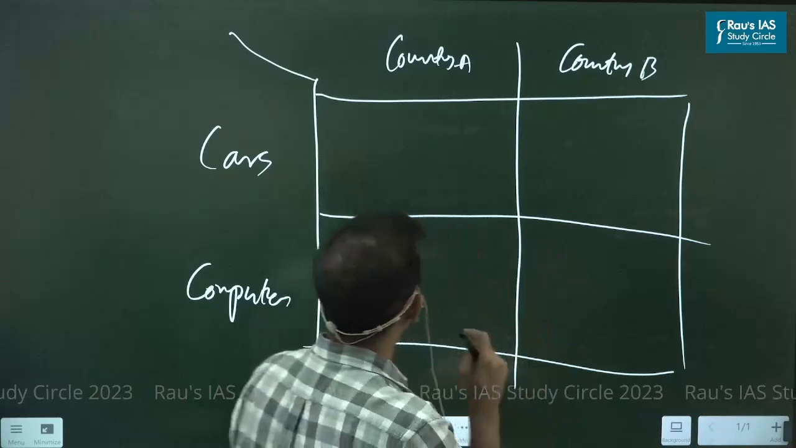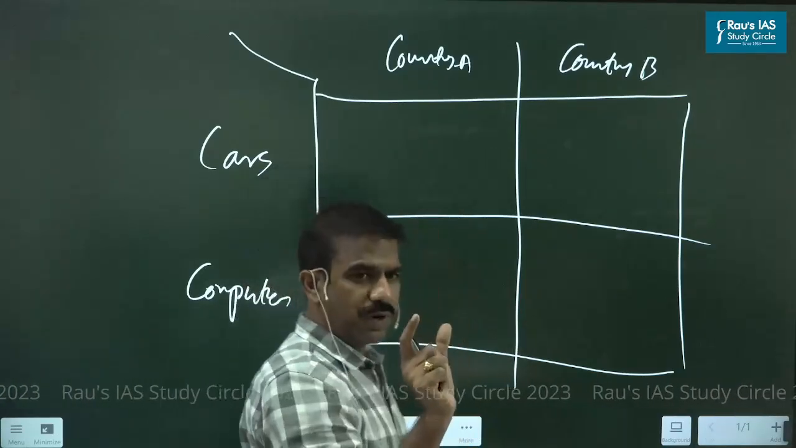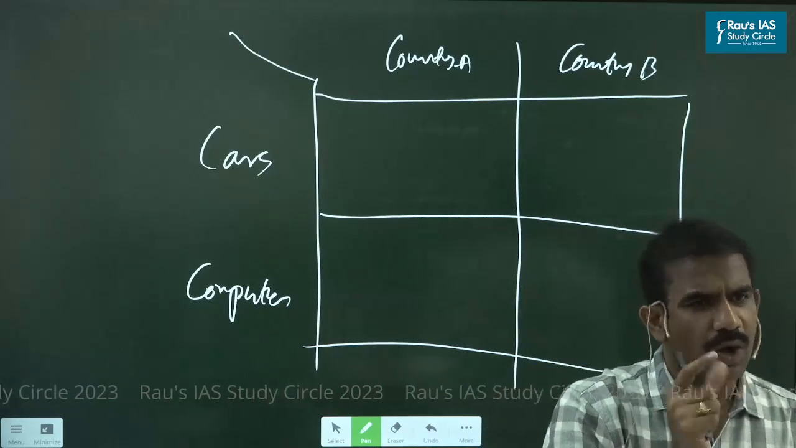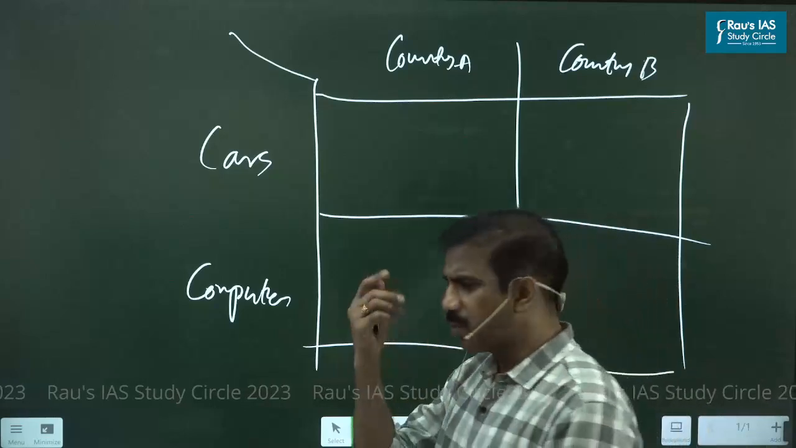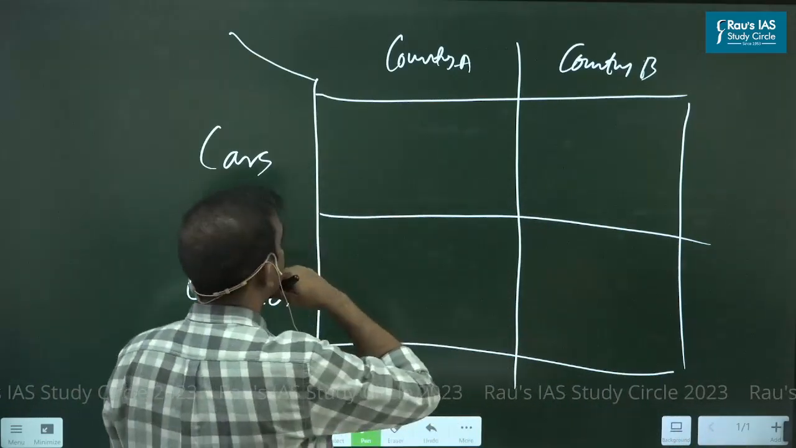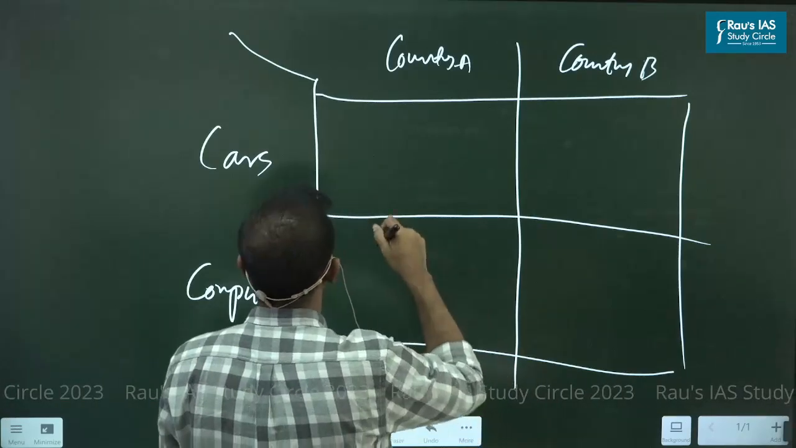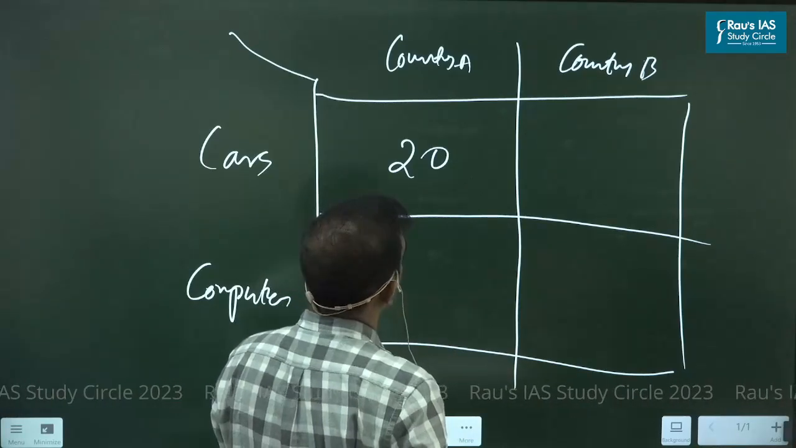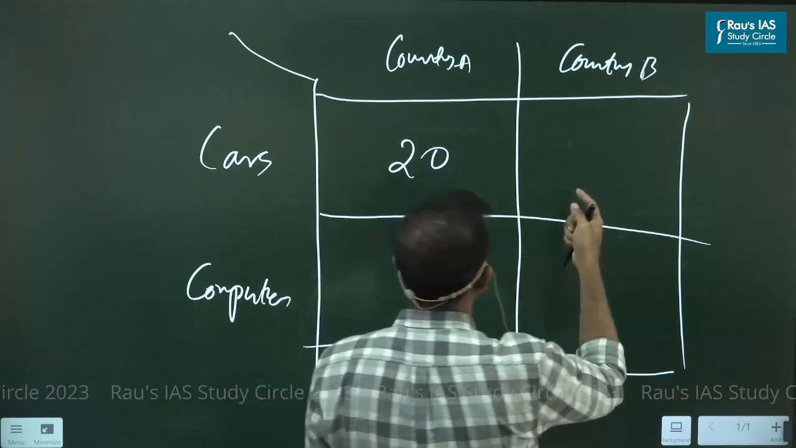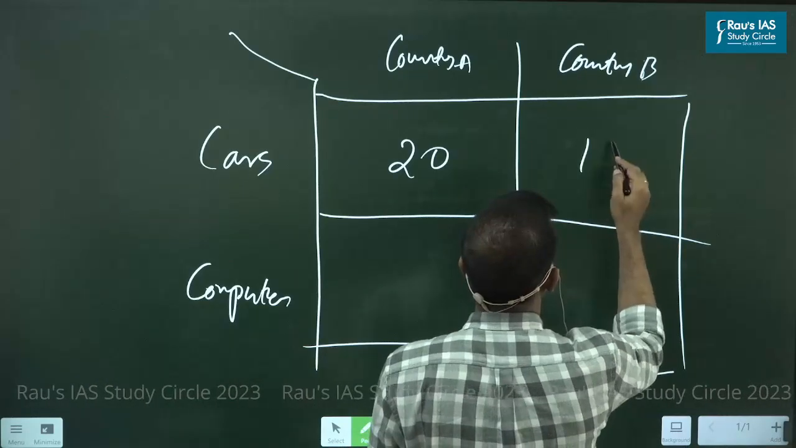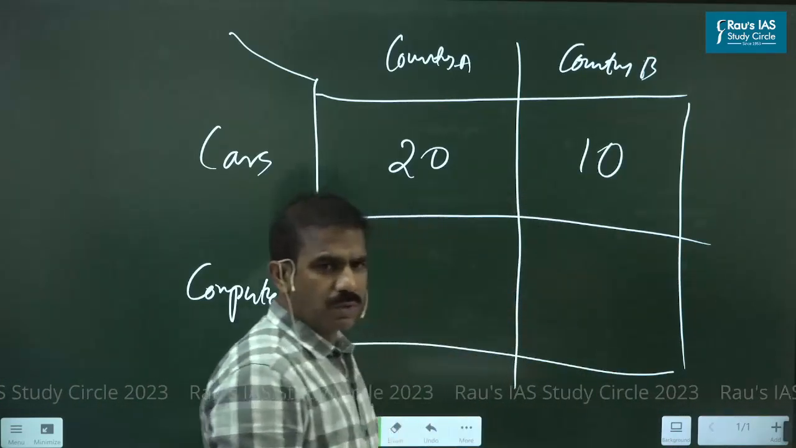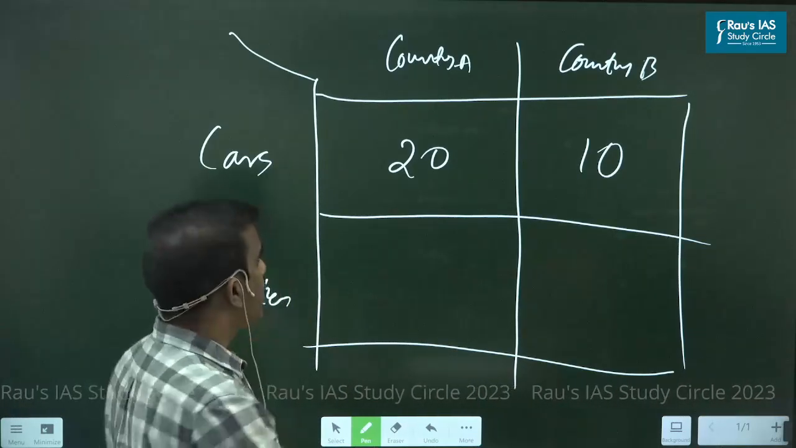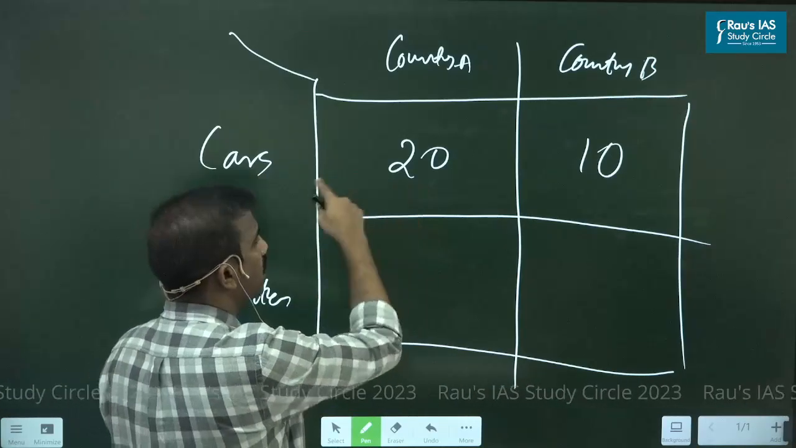Now let's assume that country A, in a given period of time with a given amount of resources, let's suppose in a span of 1 month, could produce 20 cars. And country B could produce in the same period only 10 cars, because not everyone is capable of doing things in the same period, right? So country A could produce 20 cars in a month, whereas country B could produce 10 cars.